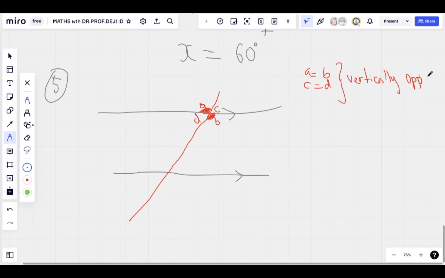So vertically opposite angles are equal.